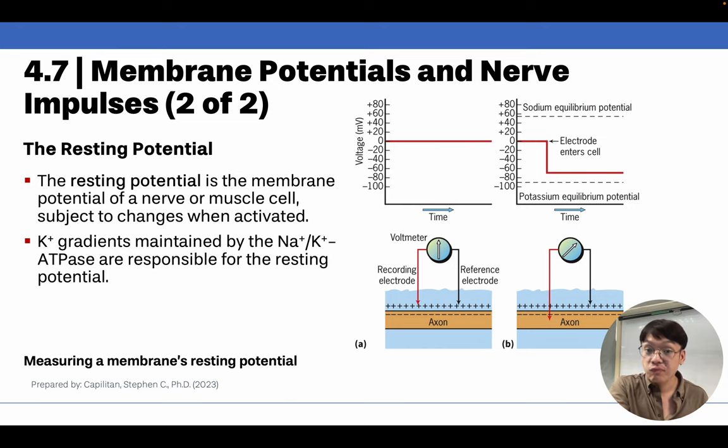In letter A, both electrodes are on the outside of the cell. See here, there is no potential difference or voltage being measured. As one electrode penetrates the plasma membrane of the axon in letter B, there is a potential immediately dropping to negative 70 millivolts because it is negative inside, approaching this equilibrium potential. That's why it stagnates, okay? It reaches this threshold for potassium ions. That is the potential that would result if the membrane were impermeable to all ions except potassium.